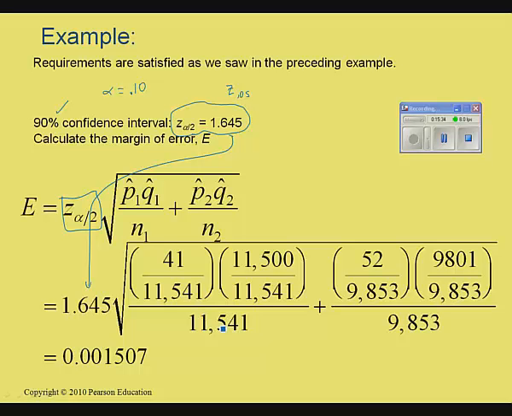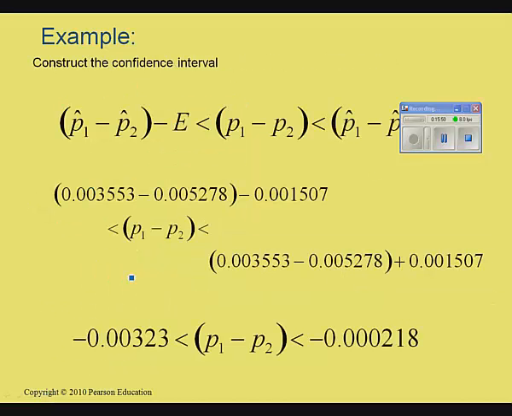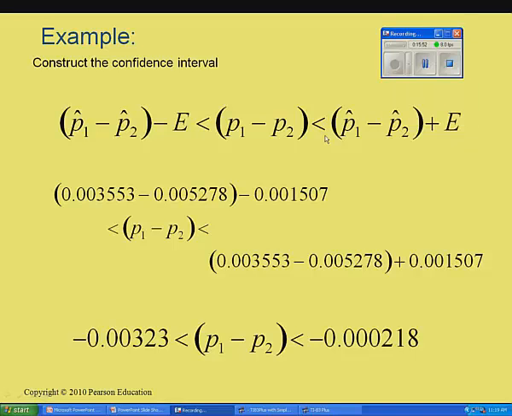Everything else, do you guys know what those letters stand for? You could fill them in like the book did if you had to. Take a look. Okay, moving on. You want to construct the confidence interval. For what? For the difference, P1 minus P2. Yeah, see what they did?